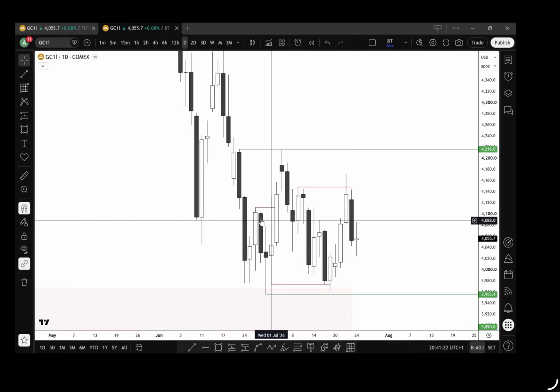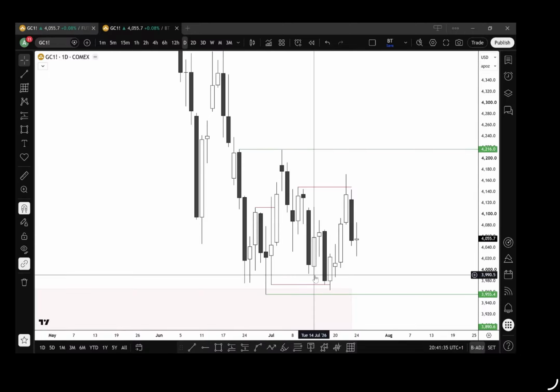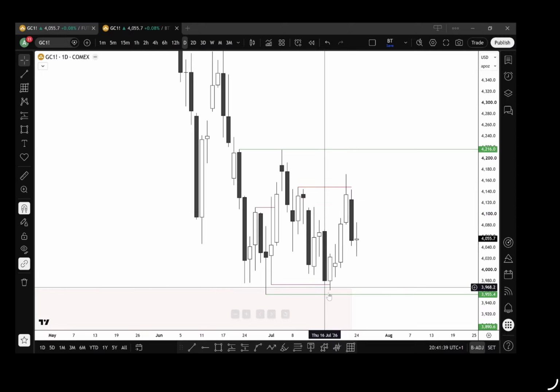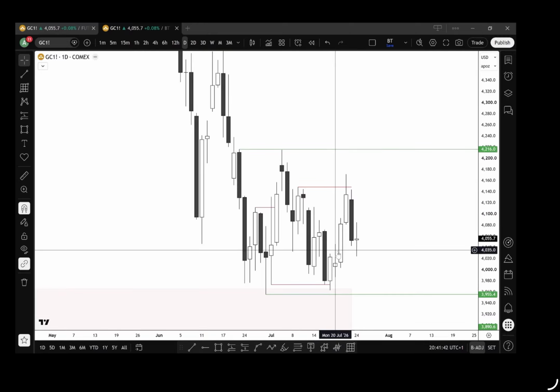However, we didn't take the inducement from the left. You can see how this low respected this low. We broke structure to the upside, and then we came and took that low. That's why we're seeing this bullish move on Monday, Tuesday, Wednesday. Once we took that liquidity of sellers, we're now having that move down.